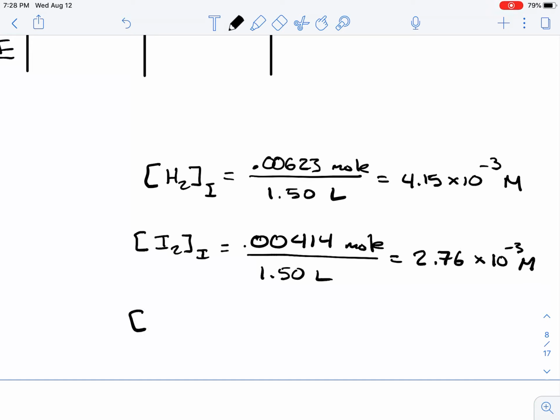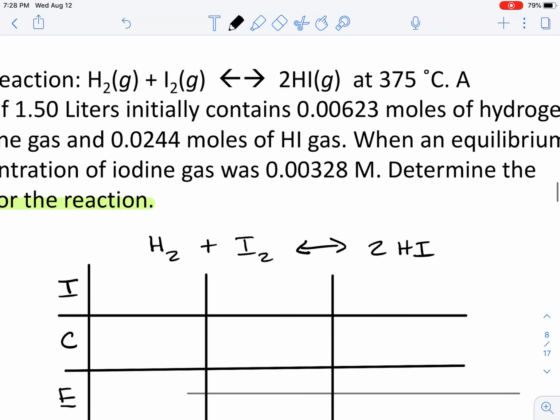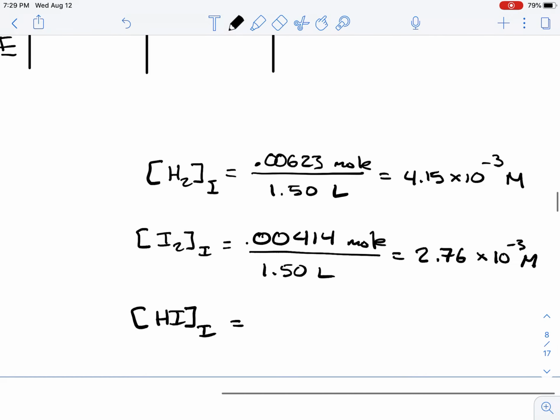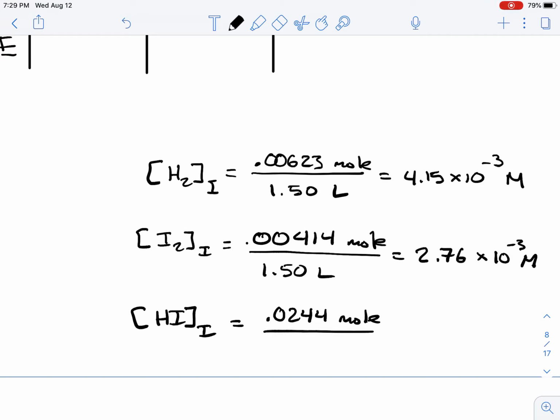And so my initial concentration of HI is going to be 0.0244, or 2.44 times 10 to the negative 2, moles for every 1.50 liters. So 0.0244 divided by 1.5, that's going to give me 1.63 times 10 to the negative 2 molar.